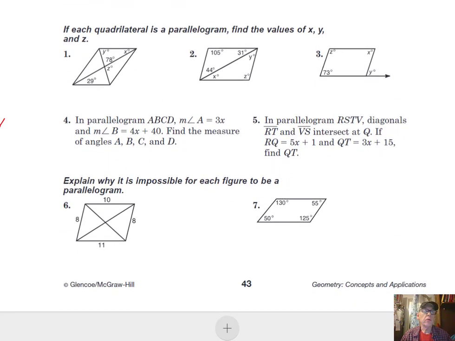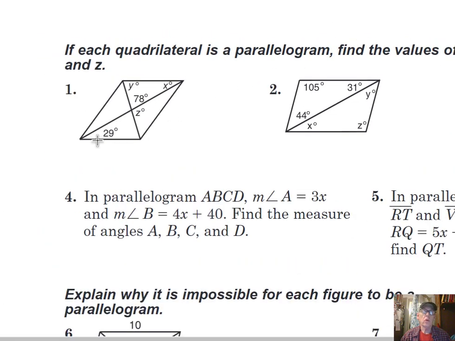Okay, now 1, 2, and 3. If each quadrilateral is a parallelogram, so we're assuming that these are parallelograms, and then we need to find these different values of x, y, and z. So I always like to maybe start with vertical angles. Let me zoom in on this a little bit. I have to remember to zoom back out. So if this is a 78 by vertical angles, a 78 is also going to be there. Probably didn't need to do that, but now I can see that these two are a linear pair, so I do 180 take away 78, I get 102. So z equals 102 degrees. Got that part.